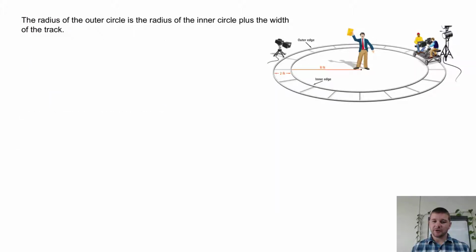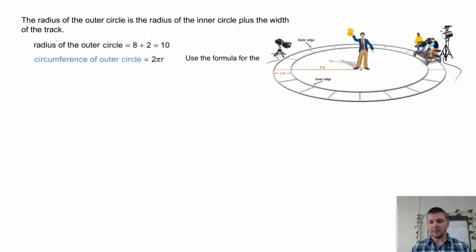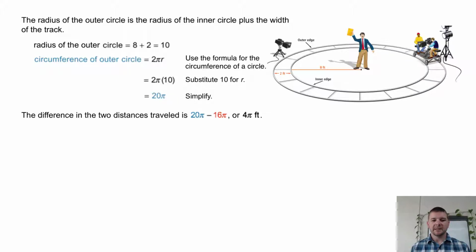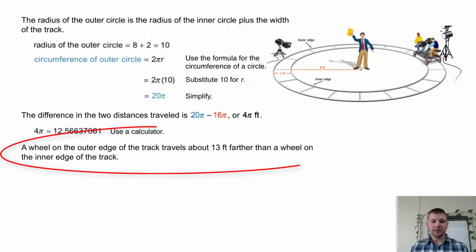The radius of the outer circle is the radius of the inner circle plus the width of the track. The radius of the outer circle is 8 plus 2, or 10, so the circumference of the outer circle, 2 times pi times 10, or 20 pi. The difference in the two distances traveled is 20 pi minus 16 pi, or 4 pi feet. Using a calculator, we can approximate 4 pi as 12.6. So we can say a wheel on the outer edge of the track travels about 13 feet farther than a wheel on the inner edge of the track.